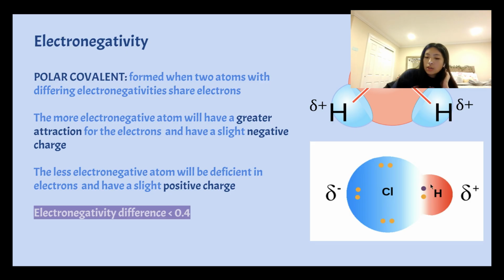If you look at HCl over here, hydrogen is also not very electronegative, so it's going to have a partial positive charge, whereas chlorine is highly electronegative, so it will attract those electrons and have a partial negative charge.